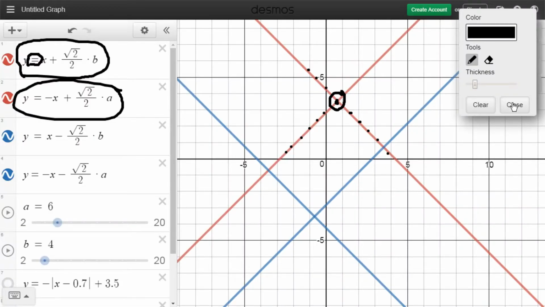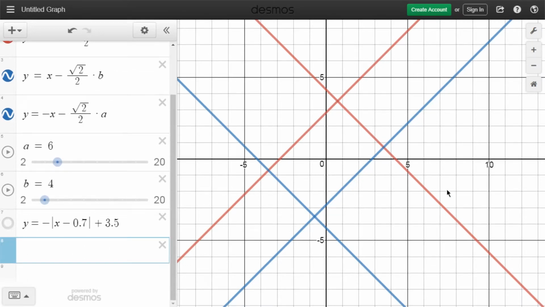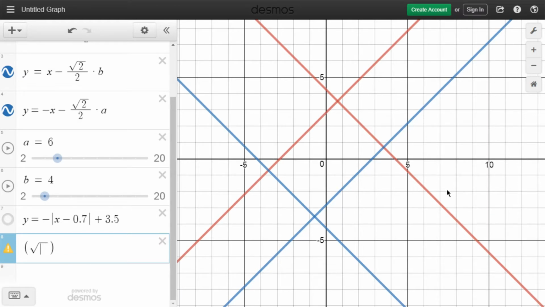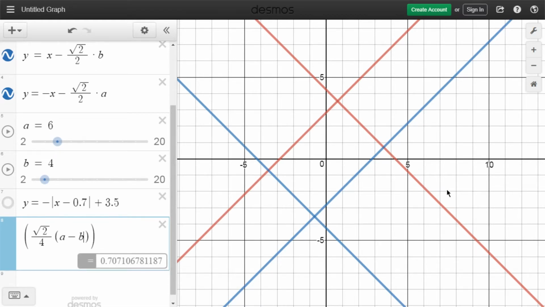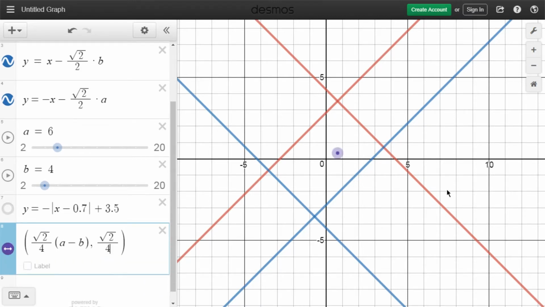So let's get this off screen. Let's try to get a new point in here. Actually, it was a minus b for the x value, I think, right? And then the y value was the one that was the square root of 2 over 4 times a plus b. Oh, wow, look at that. That is pretty nice to see, very satisfying. Okay, cool. So that's our point of intersection.